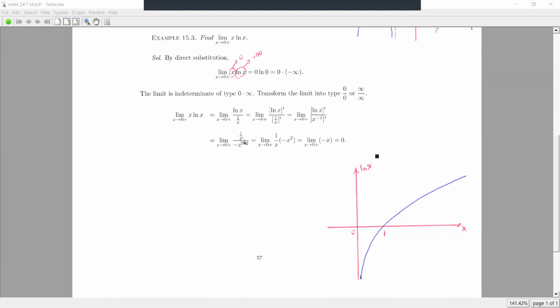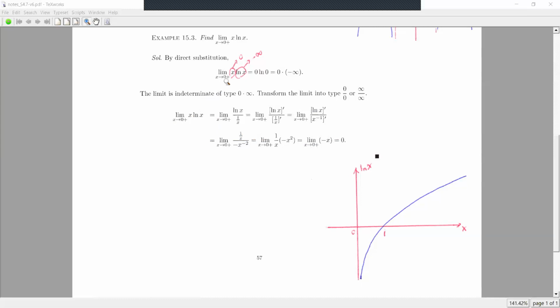Okay, now simplify this function. X to the negative 2: I can move it to the numerator to get negative x squared. Cancel one x, then I get this limit. Now, direct substitution. Plug 0 in for x, then we get the limit is 0. So this limit is 0.